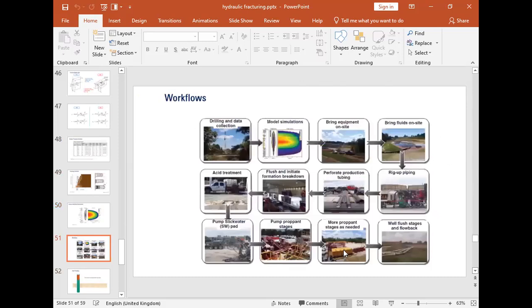Okay, so generally, this is our workflow for hydraulic fracturing activity. After you have drilled and you have collected data, you have to carry out our simulation. You bring the equipment, you bring the fluids on site. You have to rig up the pumping, that is, build all the equipment that is required to do the pumping. You have to perforate the production tubing, flush, and initiate formation breakdown. There are some situations where you may need acid treatment before you continue with the pumping.